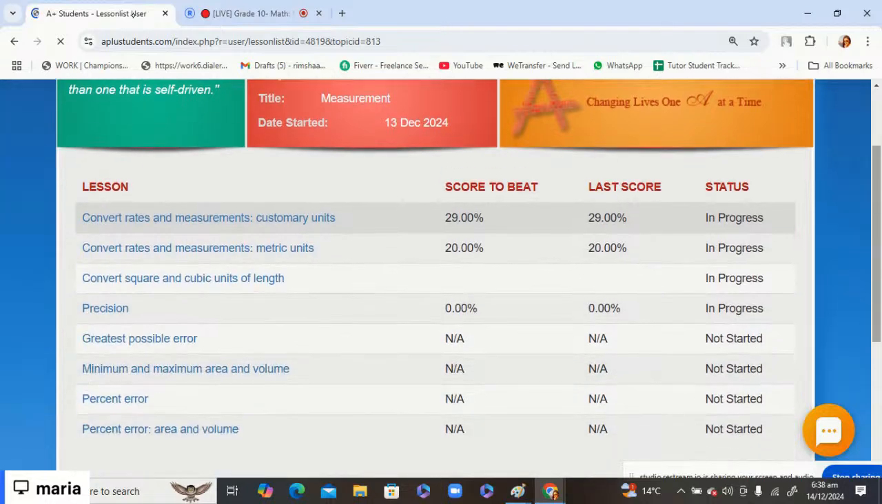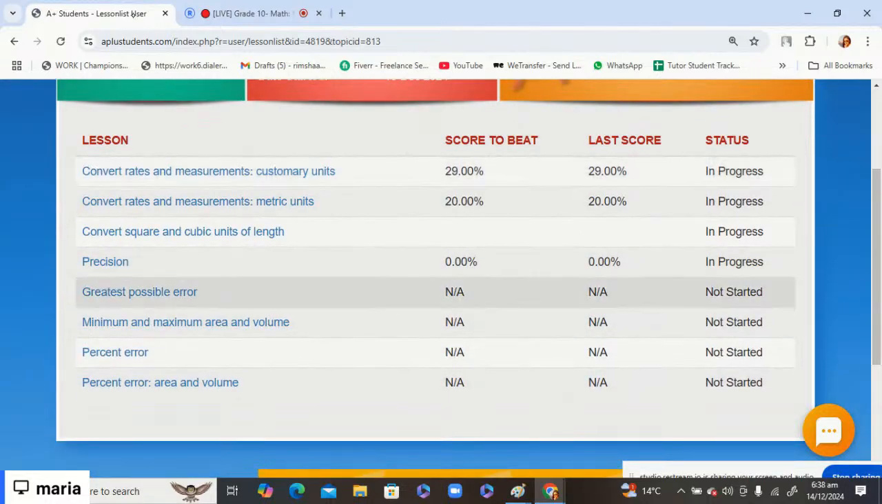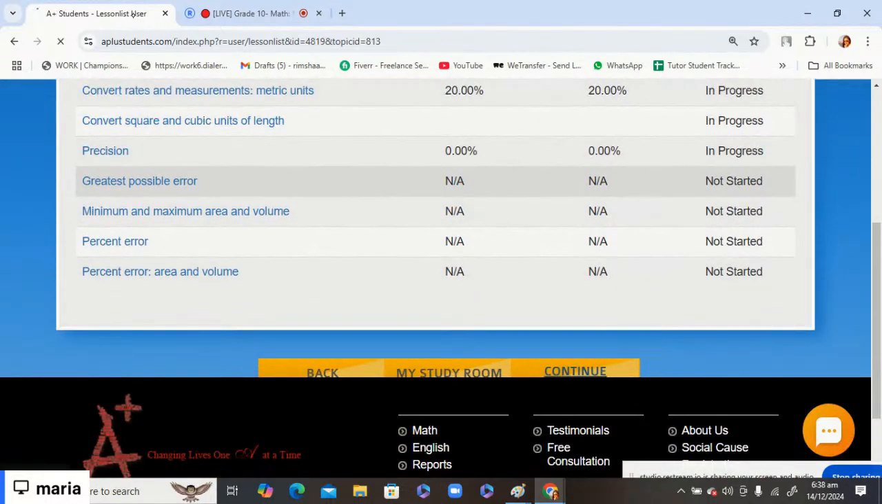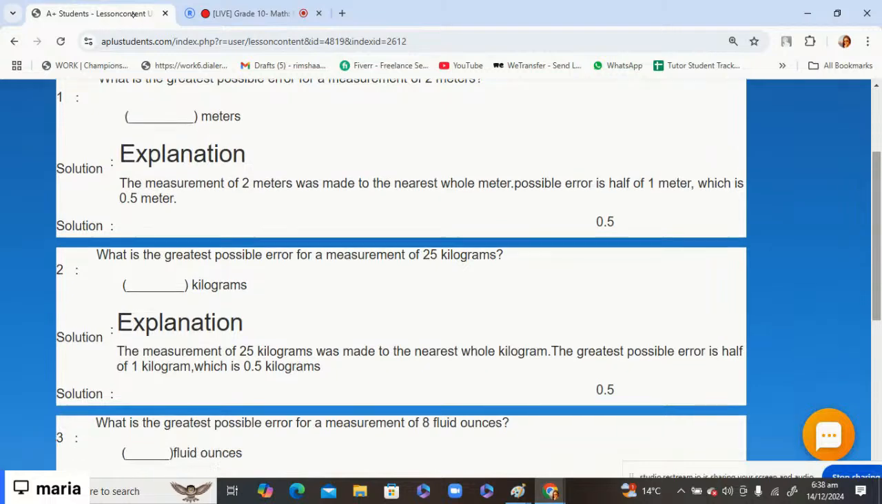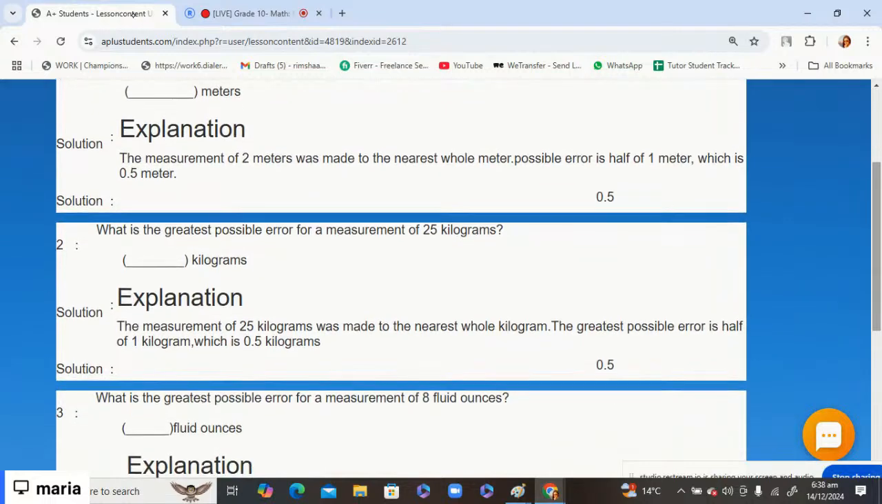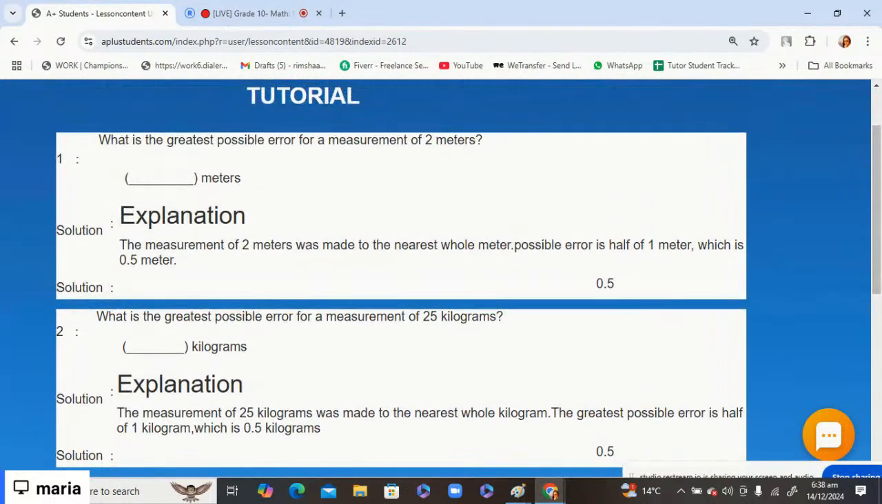Today we also covered greatest possible error. Let's do this one as well. What is the greatest possible error for the measurement of 2 meters? When you are going to find the greatest possible error, how can we find it out?